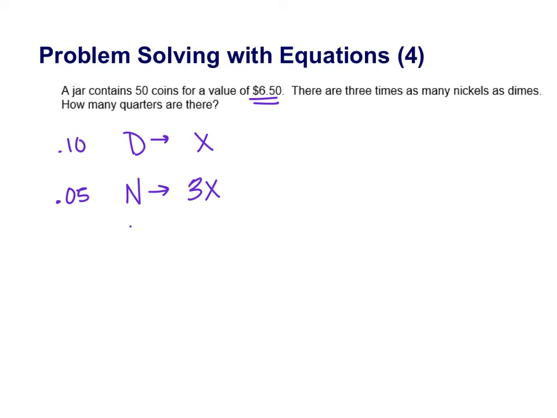Alright, now we have our quarters. So basically, we know that there are 50 total coins. So if you take your 50 total coins and you subtract out your dimes, which is X, and you subtract out your nickels, which is 3X, you are left with your quarters. That's going to simplify to 50 minus 4X. And the value of a quarter is 0.25.